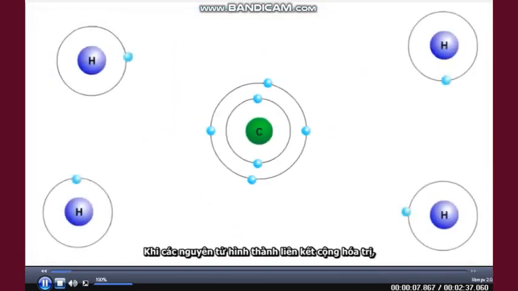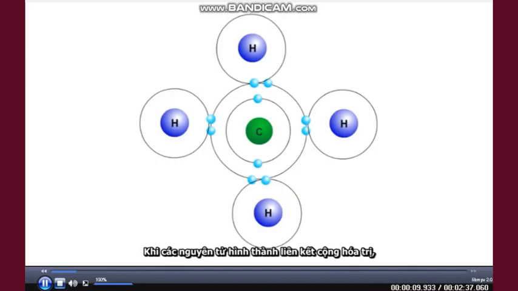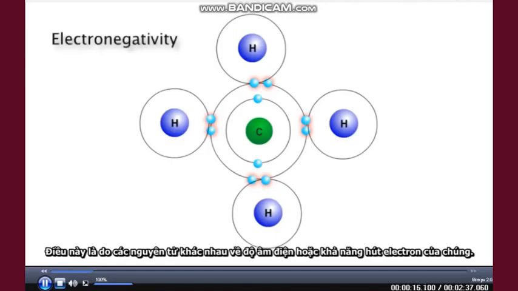When atoms form a covalent bond, they do not always share their electrons equally. This is because atoms differ in their electronegativity, or their ability to attract electrons.